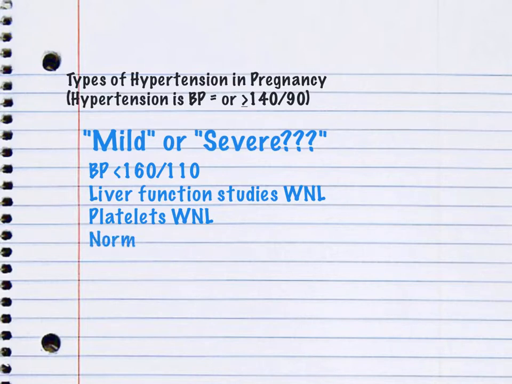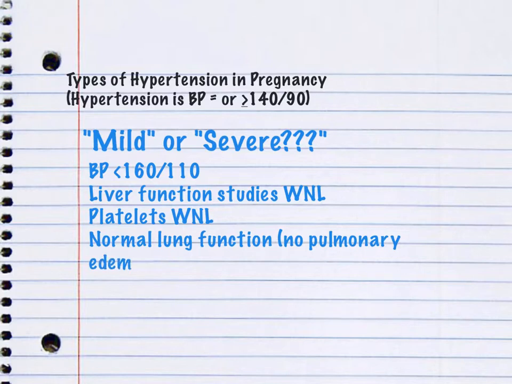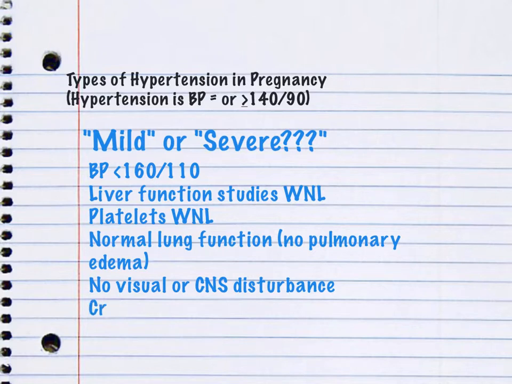Normal lung function, no pulmonary edema. No visual or central nervous system disturbances. So you're not getting that blinding headache or the spots in front of your eyes or the double vision. And you want to see creatinine and uric acid within normal limits.